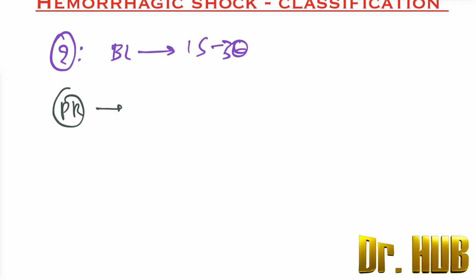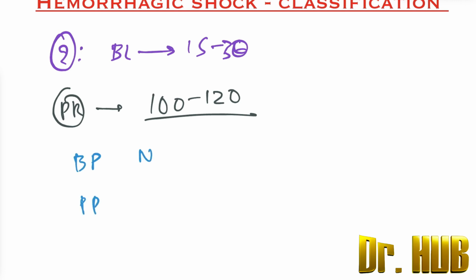Now we move on to class 2. In class 2, the blood loss is about 15 to 30. As we increase the classes, the blood loss significantly increases. Now what about the pulse rate? The pulse rate was less than 100 in class 1. Here it is 100 to 120. The BP remains normal, whereas the pulse pressure, PP, decreases.